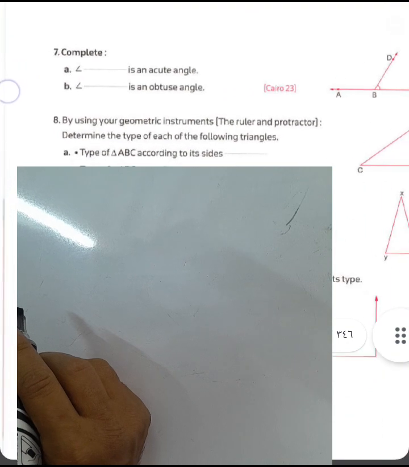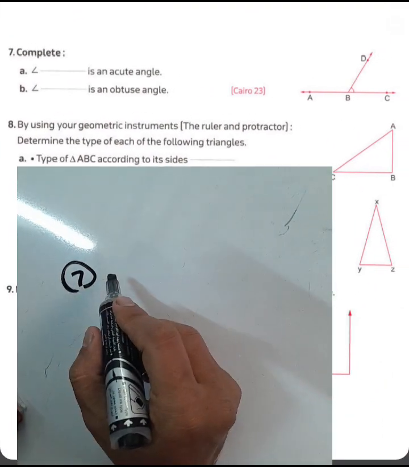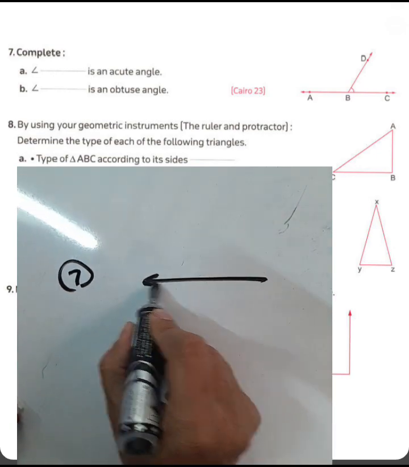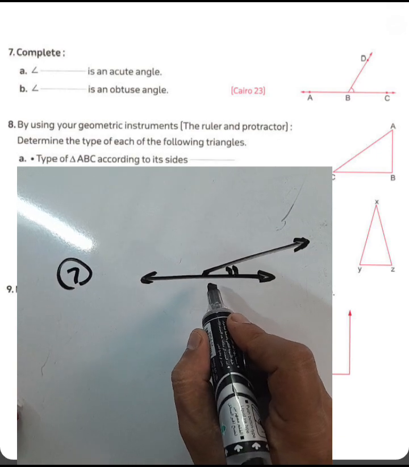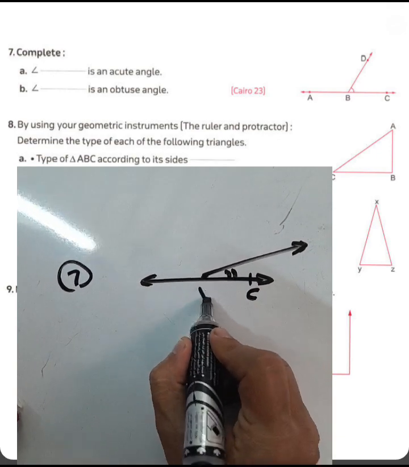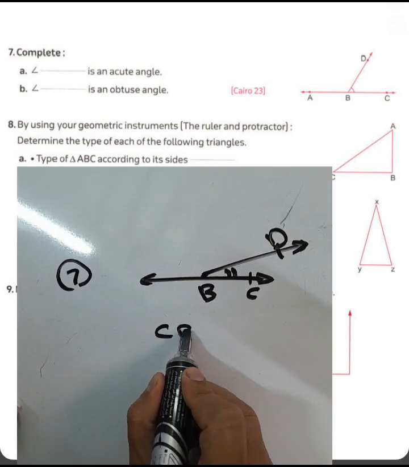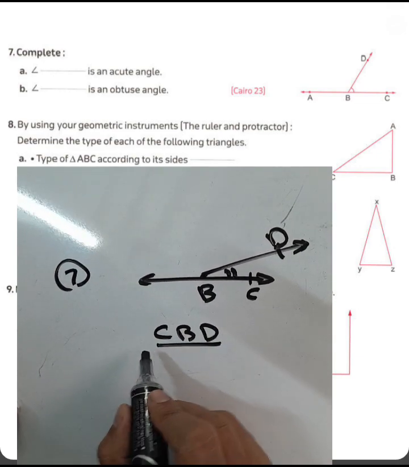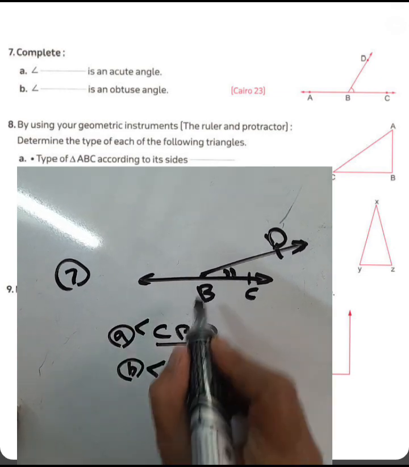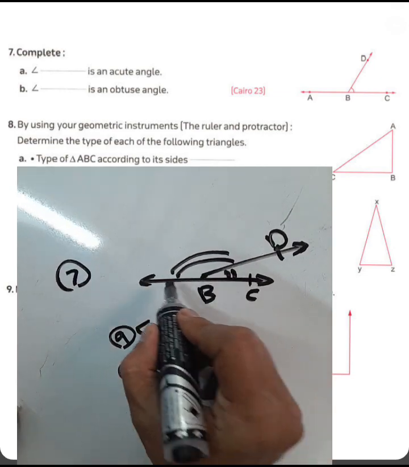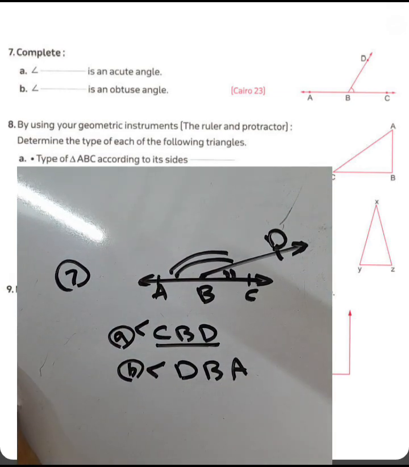Question 7. Complete. Letter A is the acute angle. From this, we will choose this angle. This angle we call acute. We have C and B and D. This angle is acute. CBD is the acute angle. Choose letter A. Letter B is the obtuse. This angle is the obtuse, DBA. DBA is an obtuse angle.